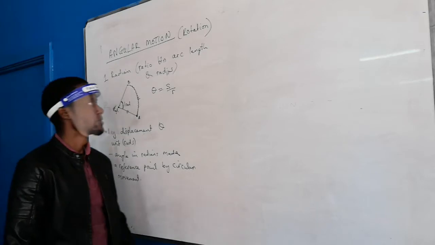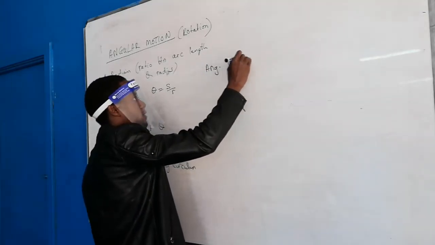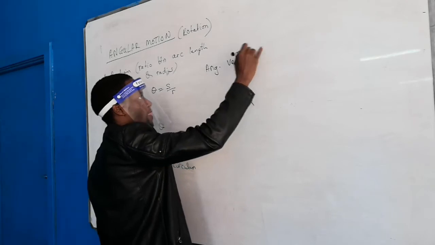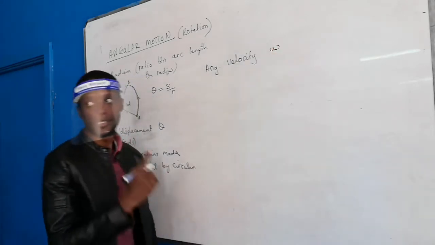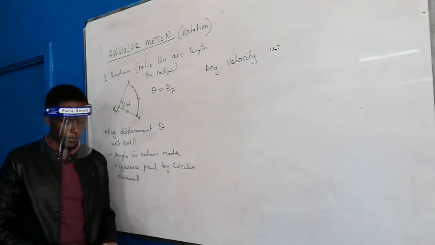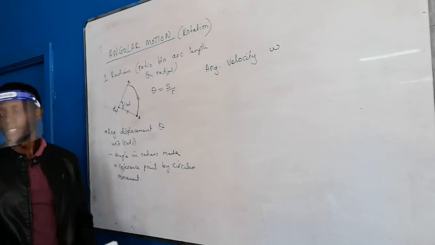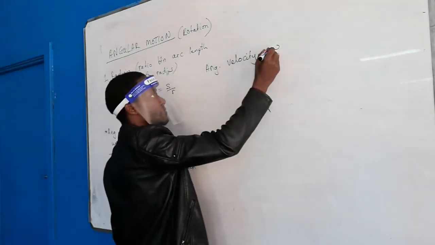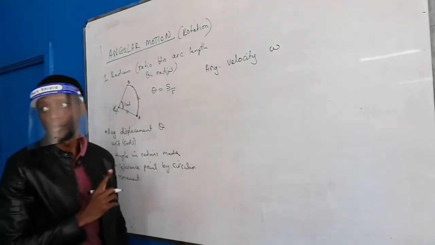Then we went on to discuss this guy, angular velocity, represented by that symbol. It's not W, it's that. It looks like W, but it's not. You write it like the way you see it. If those two guys facing each other, almost like W.